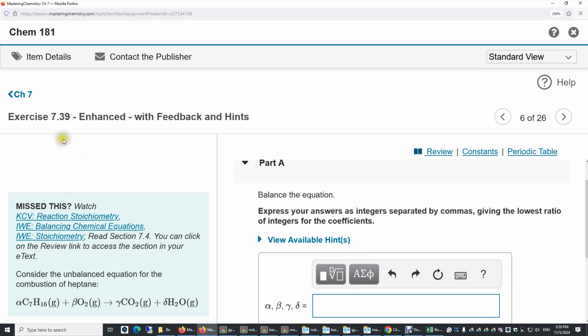Chapter 7, Exercise 7.39. Consider the unbalanced equation for the combustion of heptane. Carbon 7, hydrogen 16, that's heptane. HEPTA, that's the prefix for 7. It reacts with oxygen gas to produce CO2 and water. Balance the equation. Express your answers as integers, separated by commas.